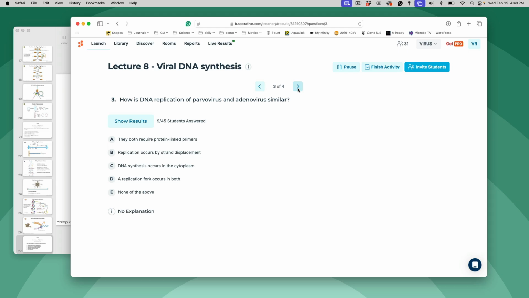I'll tell you, I didn't tell you this. Most DNA viruses go to the nucleus to replicate. The exceptions are viruses that stay in the cytoplasm, like poxvirus and giant viruses, but none of these are giant viruses. Okay, let's see how we did.